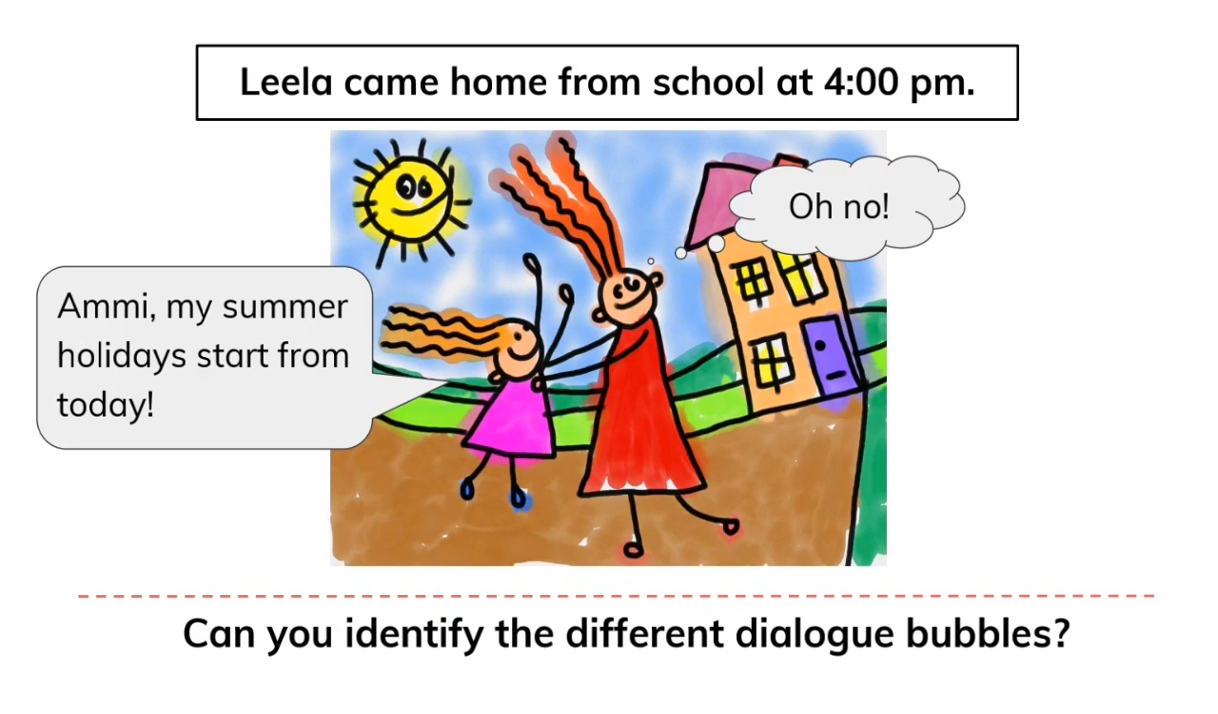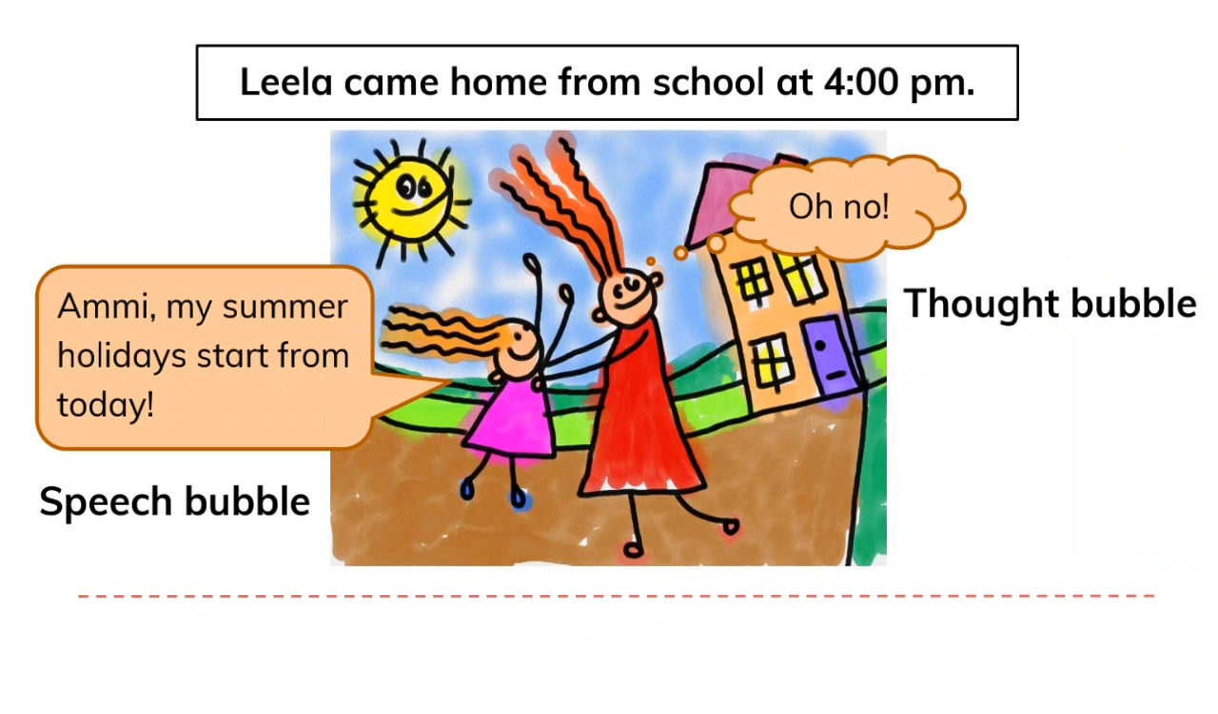Now can you identify the different dialogue bubbles here? Yeah. So the first one, the dialogue of the daughter, Ammi, my summer holidays start from today. This is a speech bubble. You could see it, right? And the next one, oh no, it's a thought bubble. Mother is not saying it, but she is thinking it. So that is shown in the thought bubble.